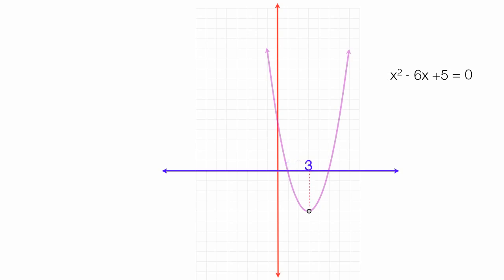So to find the y value, which is that distance there, I just take that 3 and put it into that equation. So I have 3 squared minus 6 times 3 plus 5. 3 squared is 9. -6 times 3 is -18, plus 5. 9 minus 18 is -9, plus 5 is equal to -4. And that is my y value. So my vertex is 3, -4. X is equal to 3 and y is equal to -4.